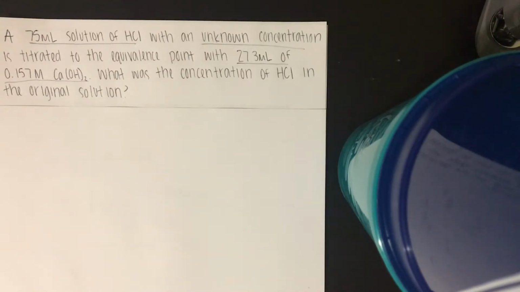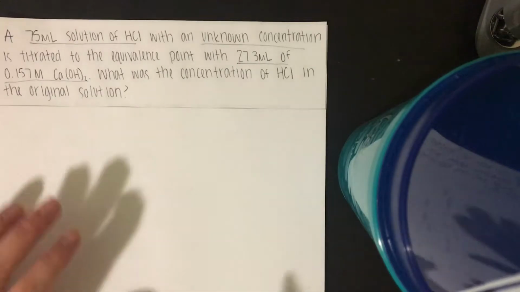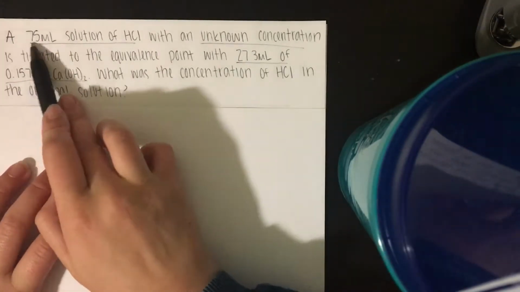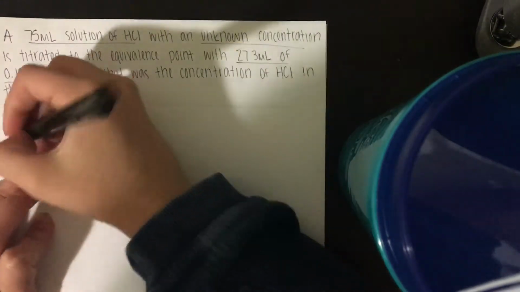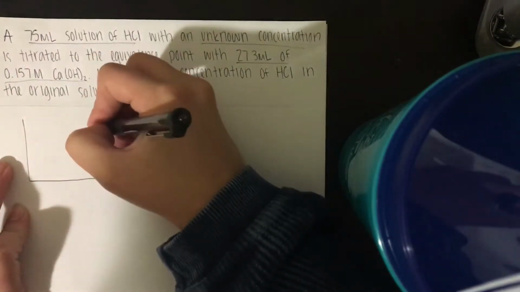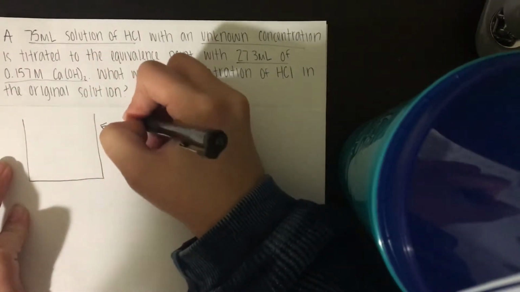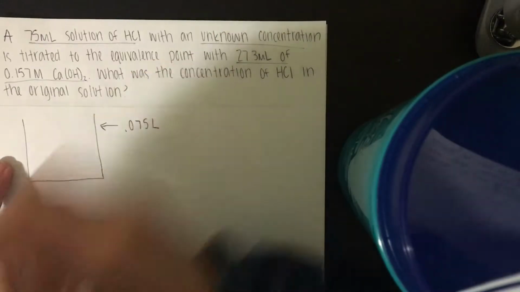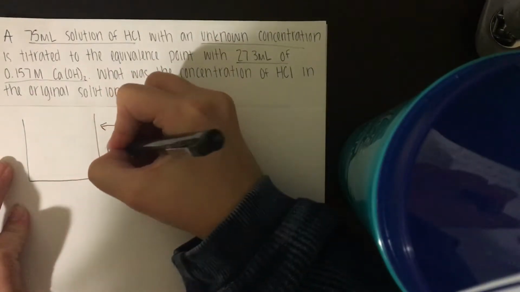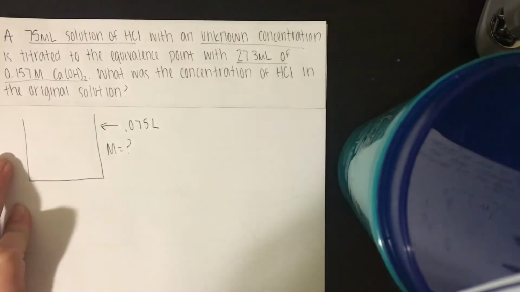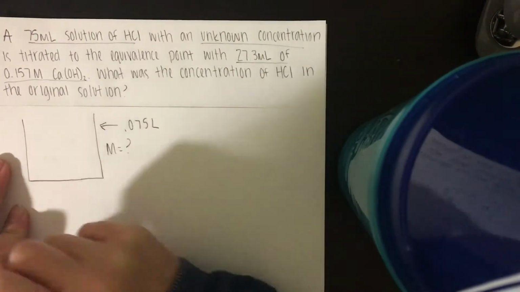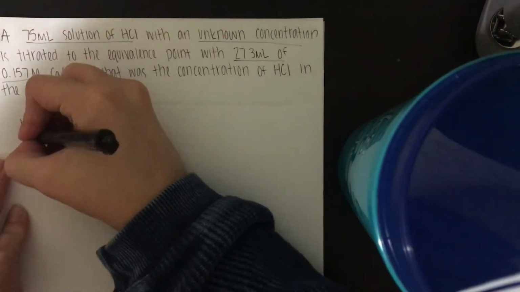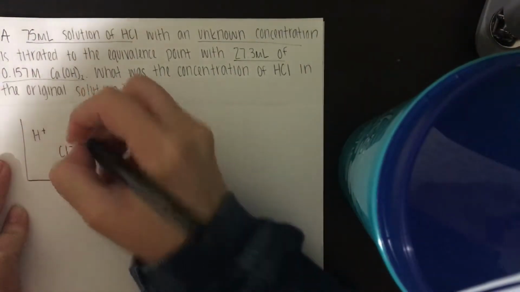So first we're going to draw everything that we know from the problem. We have a 75 milliliter solution of hydrogen chloride, but it has an unknown concentration. That is equal to 0.075 liters, unknown concentration, of hydrogen chloride, and since that's a strong acid, it'll break up completely. So we have H plus ions in there and Cl minus.